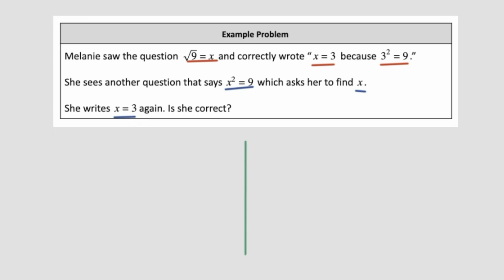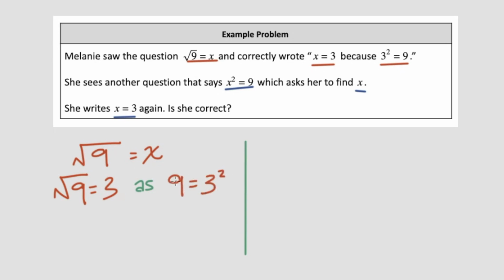saying. She has the square root of 9 is equal to x, and we know here that the square root of 9 is equal to 3, as 9 is equal to 3 to the power of 2, which is 3 squared. So as a result, because 3 to the power of 2 is 9, and the square root of 9 is 3, x is equal to 3. Simple enough. Melanie got that. Nice job, Melanie. Now, let's look at this other situation.